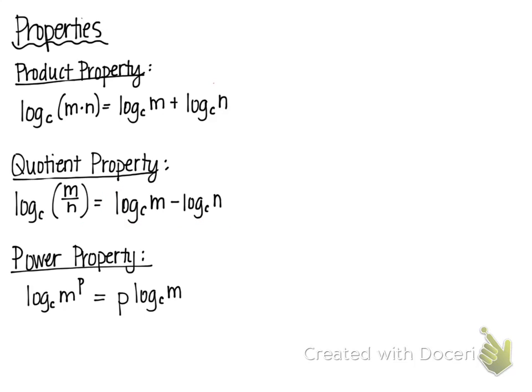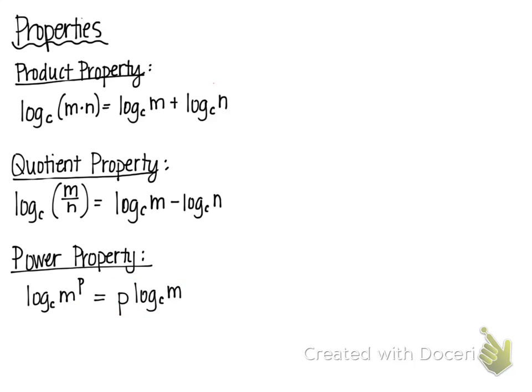The last property is the power property. You have log base c of m, and this is to the power of p. That's why it's called the power property. So you have an exponent here. What that says is you can take this p and put it in front of the logarithm, so we have p times log base c of m. Just like the other ones, if you're given this expression, you can rewrite it this way.